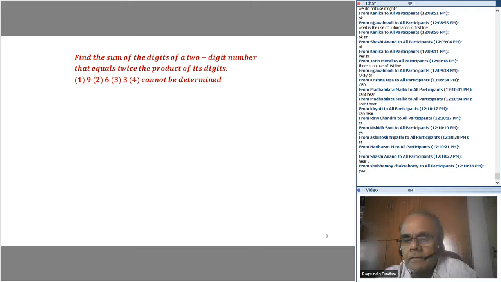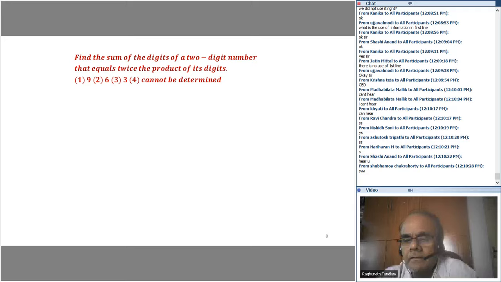Let's discuss. What is given to us? 10a plus b equals 2ab. Are we clear with this statement? How many are clear with this? 10a plus b equals 2ab. Are we clear or not? Where ab is a digit.